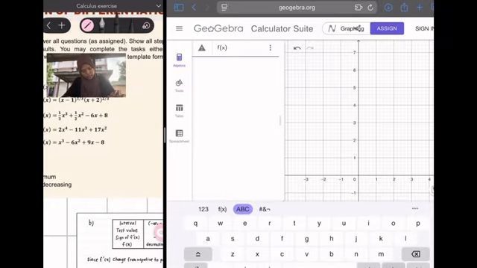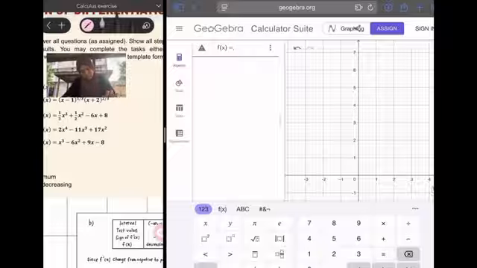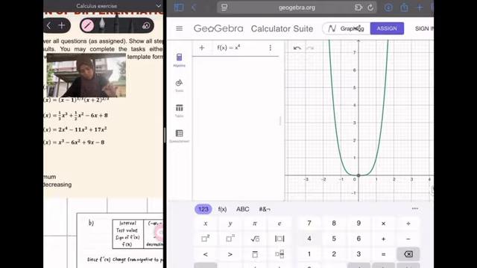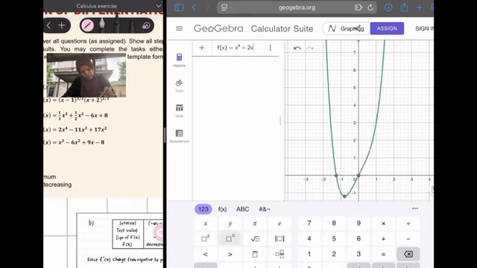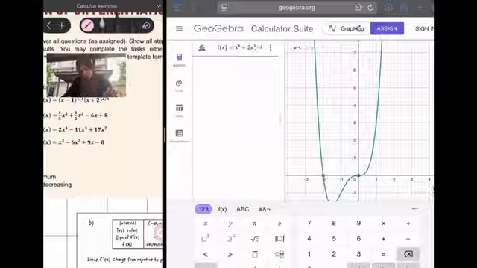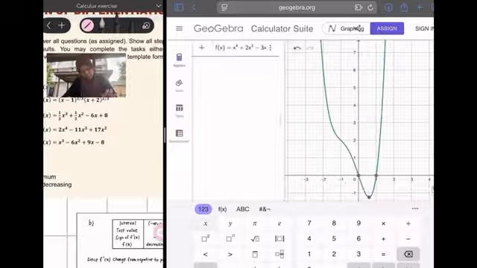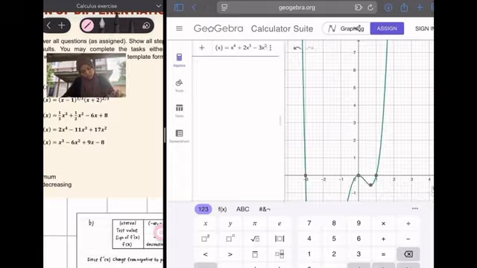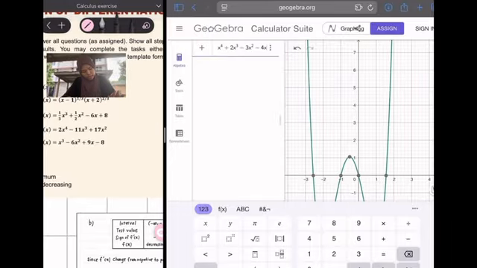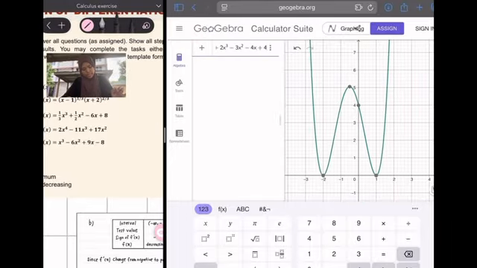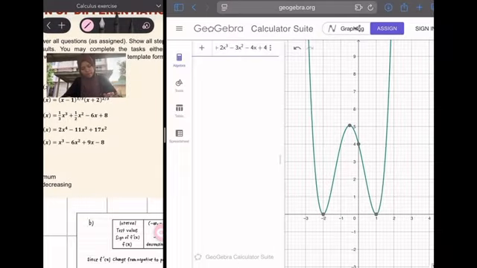Don't forget to put the f(x) as well. f(x) equals x to the power of 4 plus 2x cubed minus 3x squared minus 4x plus 4. This is our graph.